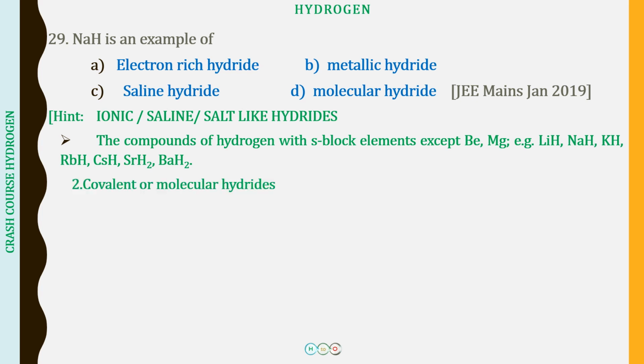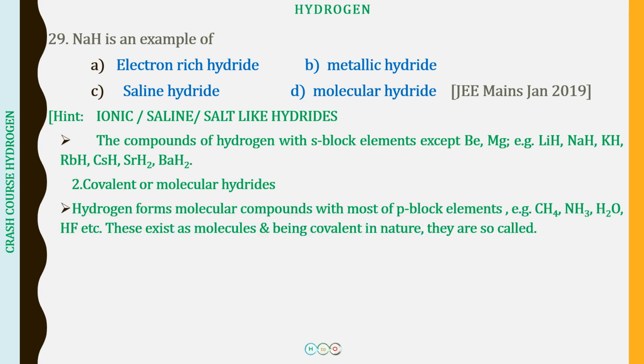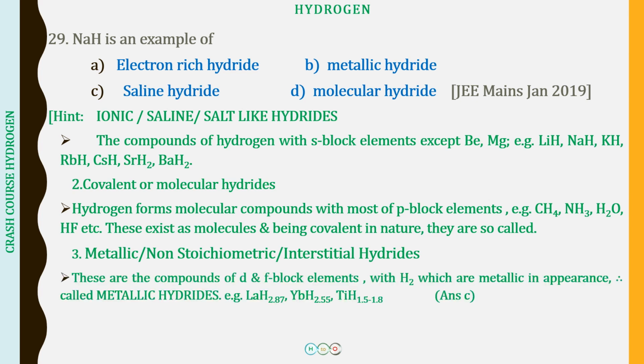Okay. The next we have is covalent or molecular hydrides. These are the compounds of hydrogen with most of the p block elements, and these exist as molecules, and being covalent in nature, they are called covalent hydrides or molecular hydrides. The next we have is metallic, non-stoichiometric or interstitial hydrides. So metallic hydrides are the compounds of hydrogen with the D and the F block elements.